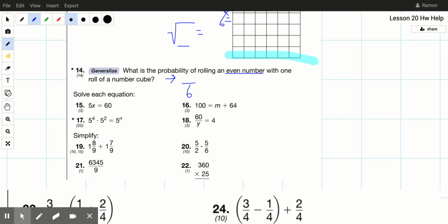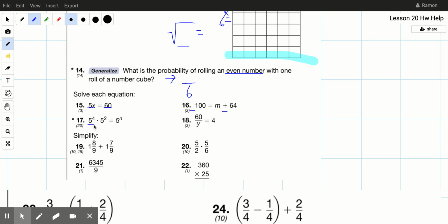15 through 22, we're going to simplify and solve as the case dictates. 5x equals 60. They're being multiplied, so use the inverse operation to solve for x. 16, m plus 64 equals 100. They're being added, so we're going to use the inverse operation of subtraction to solve for m.